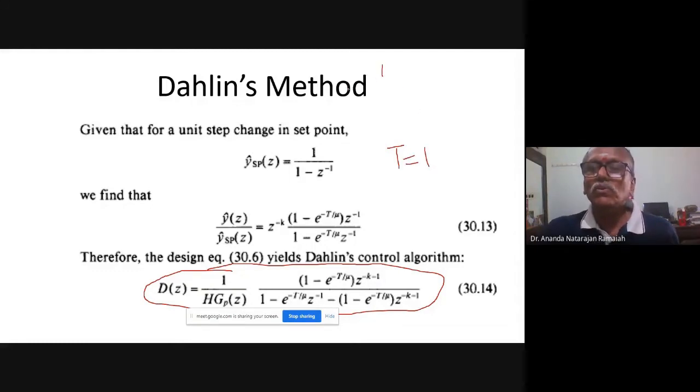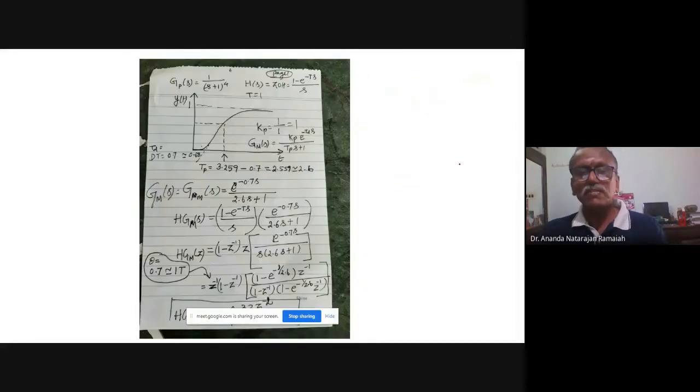We are going to consider the system 1 by (s plus 1) to the power 4 that we are going to control. So the sampling period we are going to assume as 1. Now first let us obtain the mathematical model. To obtain the mathematical model, we have to get the reaction curve like this.